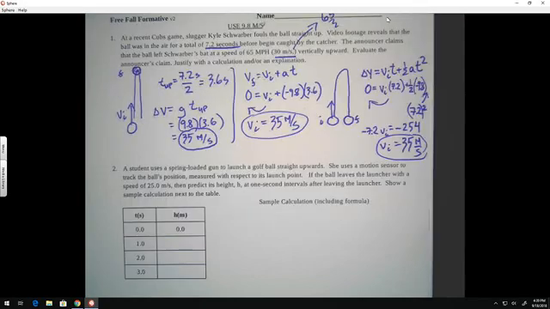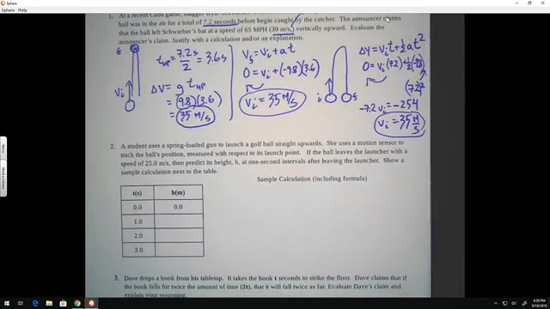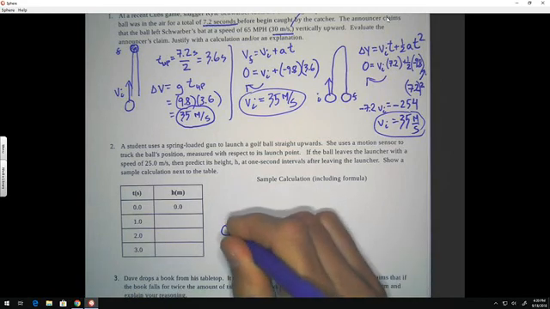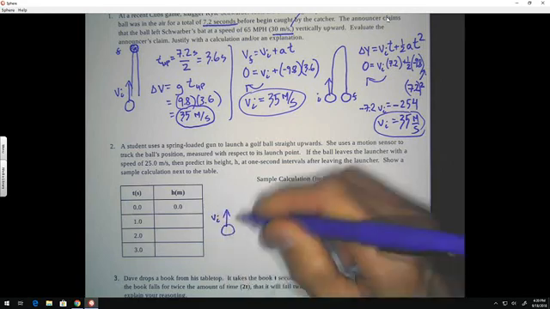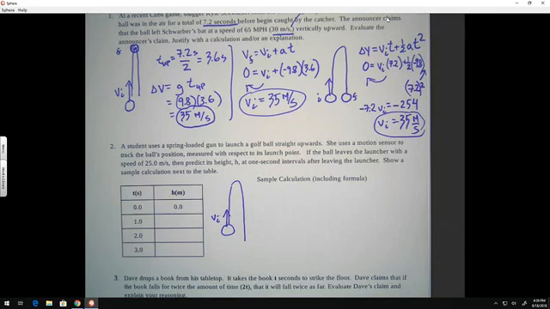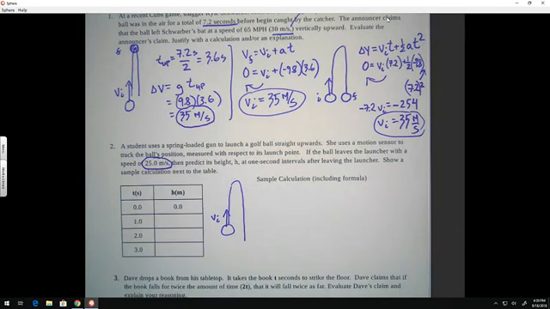Okay, let's go to number 2. This 2 and 3 we'll go a little bit faster with. In number 2, it doesn't hurt to draw a picture. Again, you've got a ball going straight up. The ball goes up, comes back down. Okay. You are told that the initial speed is 25 meters per second, or whatever.